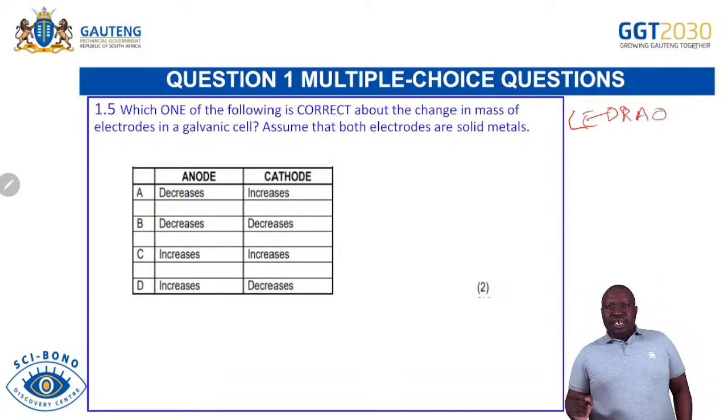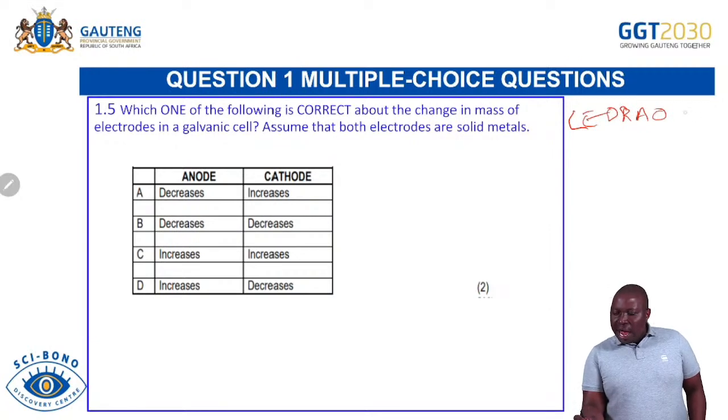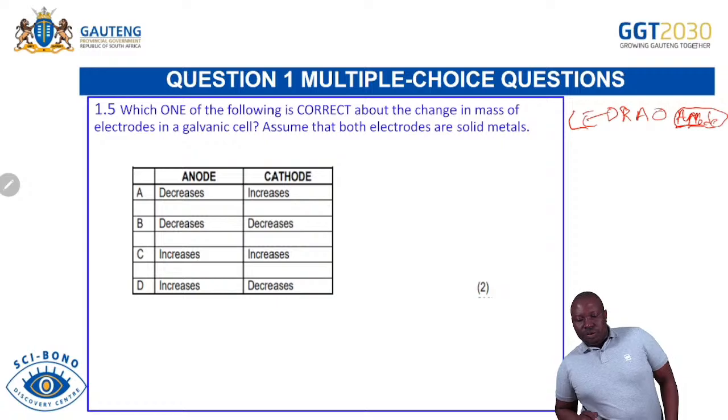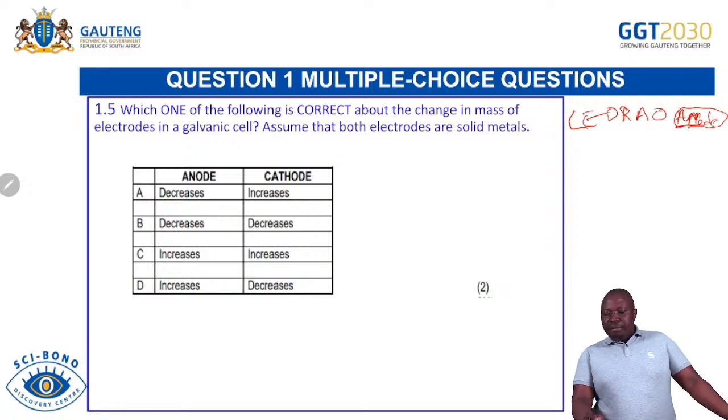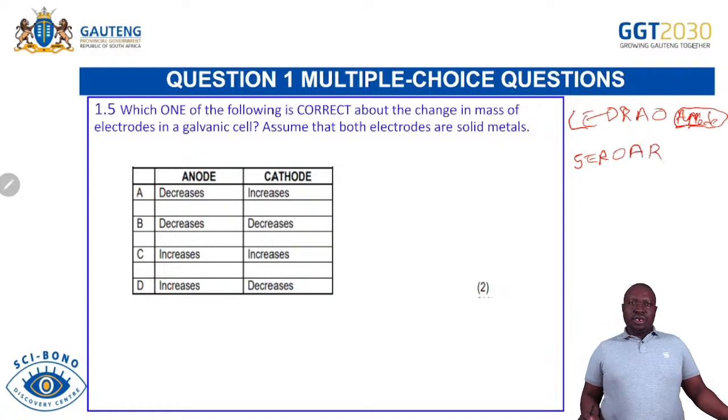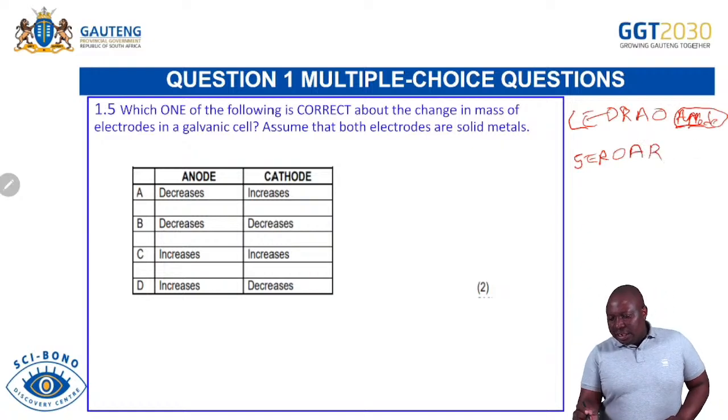But remember, oxidation takes place at the anode. So you have to know that this is the anode that undergoes loss of electron, which is oxidation. And remember, gaining of electrons is reduction, and that we refer to as an oxidizing agent, which is reduced. So don't forget that. And the reduction takes place at the cathode.